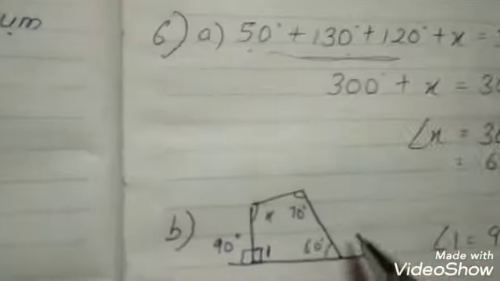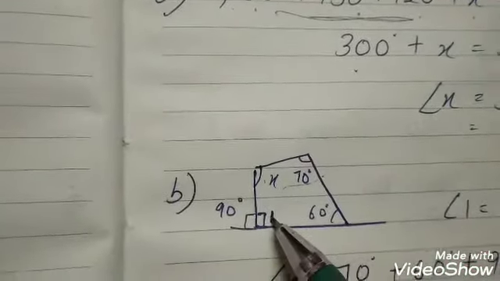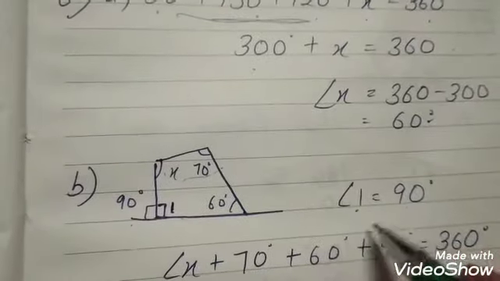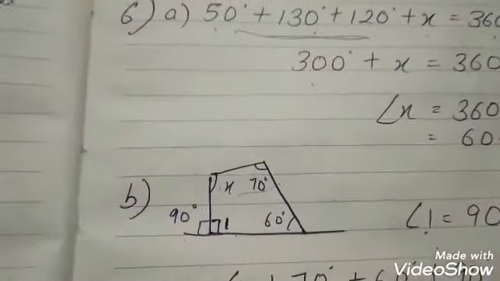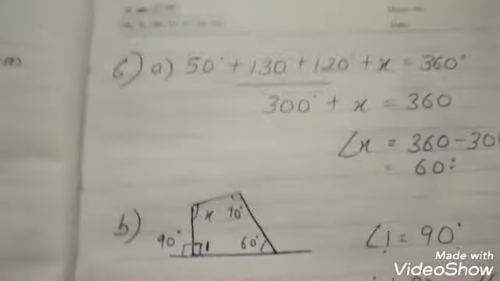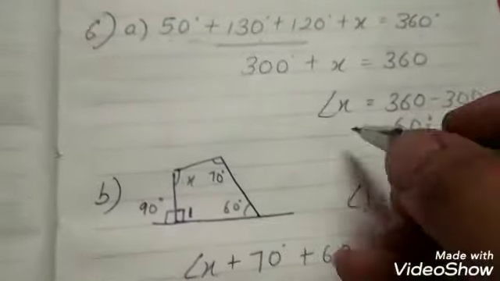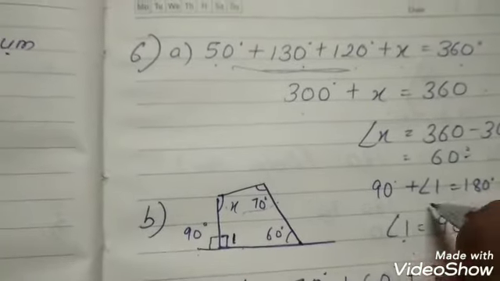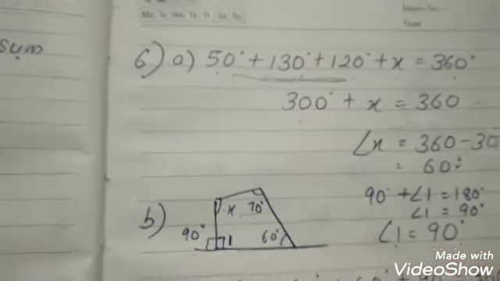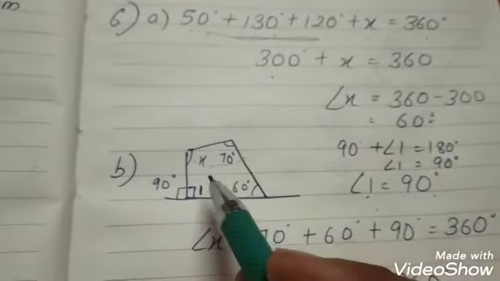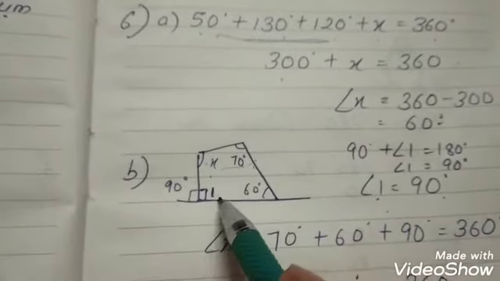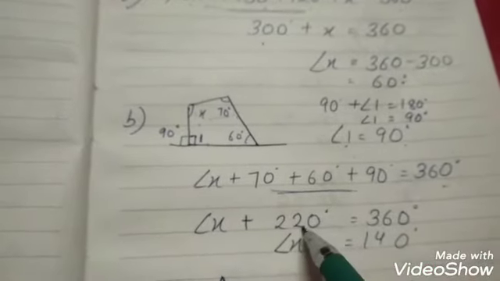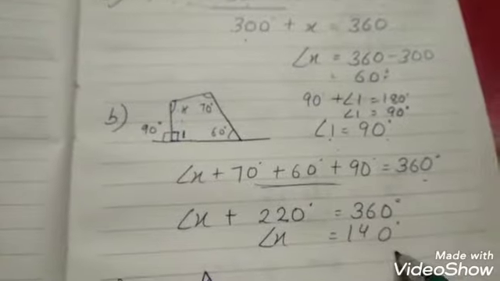In the b part you can see we don't have the 4th angle. So I have named it as angle 1. 90 plus angle 1: angle 1 is also 90 because you can see 90 and angle 1 are making a linear pair. Right? Let me write this. 90 plus angle 1 is equal to 180 degrees. So angle 1 is also equal to 90 degrees. Okay. Now we can use the property x plus 70 plus 60 plus 90 is equal to 360 degrees. And you can see I have solved it. It becomes 220 and when it goes to the other side, it gets subtracted and we get the answer 140.